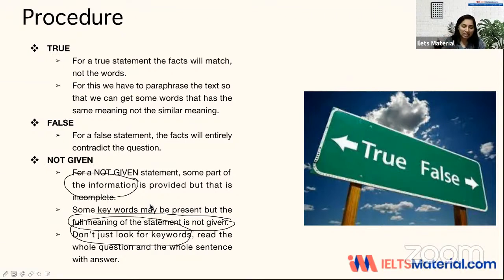So whenever you find incomplete information, that is called not given. Because if I take true, the complete information is there with the same meaning. If I take false, the complete information is there, but with a different or opposite meaning. Whereas when I come to not given, it is an incomplete sentence, or I would say incomplete information. So keep these three definitions in your mind, and then apply the strategies for true, false, not given. It's a guarantee you will not get any answer wrong. Now, let's go to the next part.